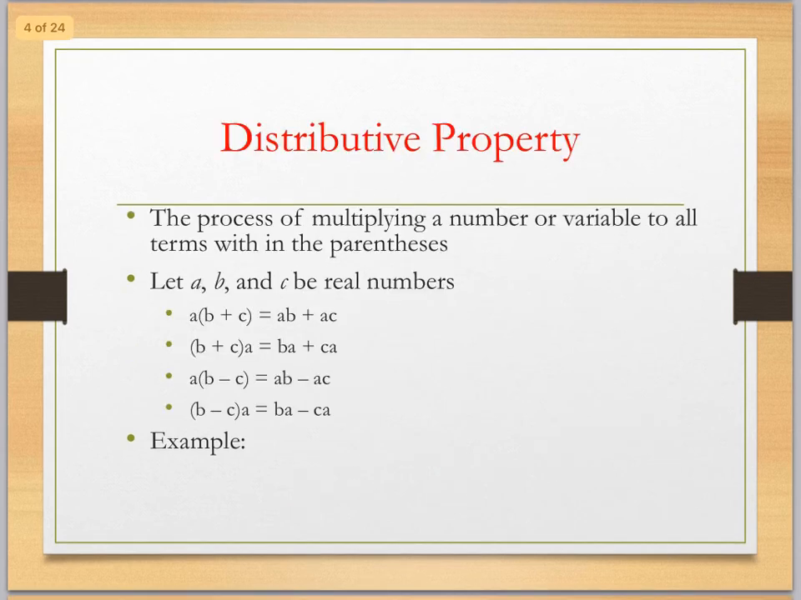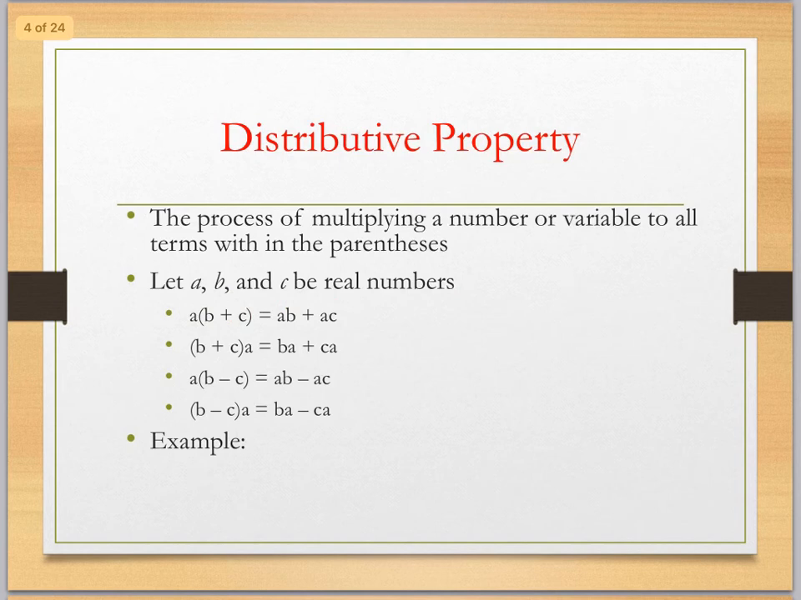Alright, so down to it, distributive property. It's the process of multiplying a number or variable to all terms within the parentheses. You can see here the official stuff: let a, b, and c be real numbers. a times the quantity b plus c gives us ab plus ac.